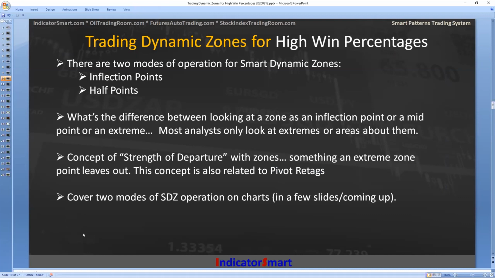And if you were developing a trading system using these kinds of concepts, you'd probably want to look at both of those. And then the next thing you know, you're testing 40,000 different things. No end to it. So we're going to cover the two modes of operation in a few slides coming up: half points and inflection points.